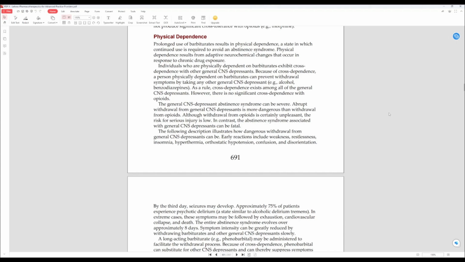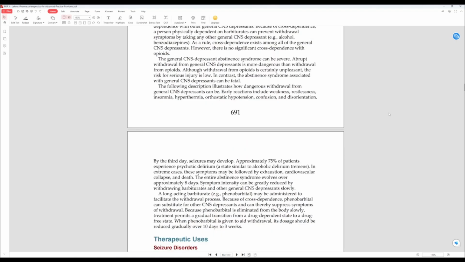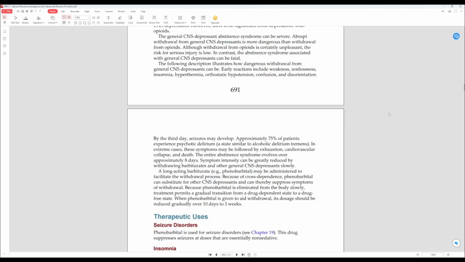Your early reactions may include just weakness, restlessness, insomnia, hyperthermia, orthostatic hypotension, confusion, or disorientation. By the third day, however, a seizure may develop. Roughly 35% of patients experience a psychotic delirium. In extreme cases, these symptoms may be followed by exhaustion, cardiovascular collapse, and potential death. The entire abstinence syndrome evolves over approximately 8 days.